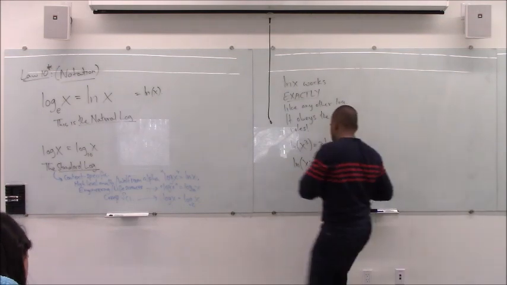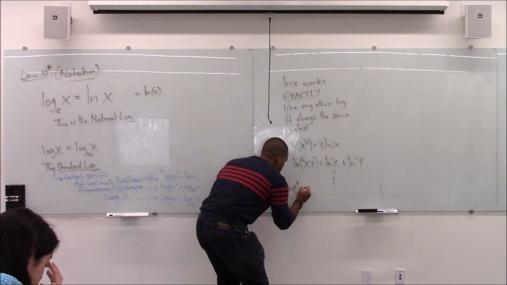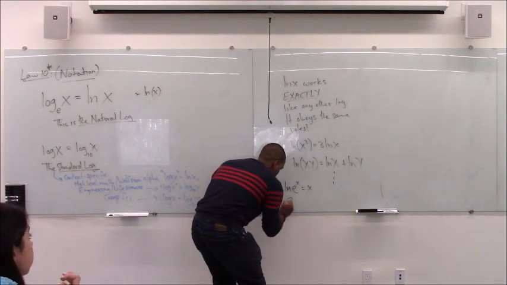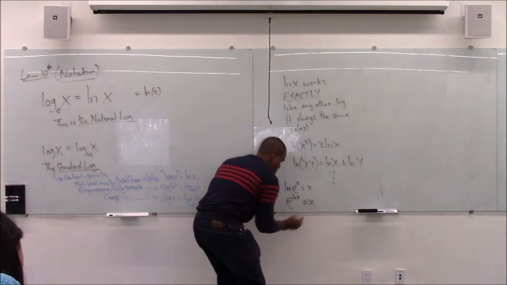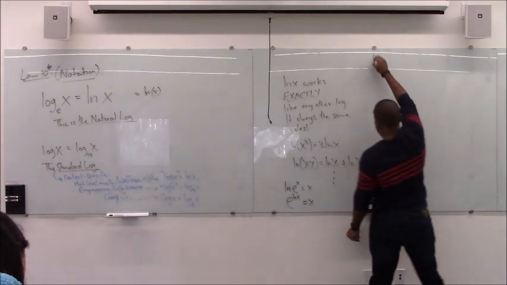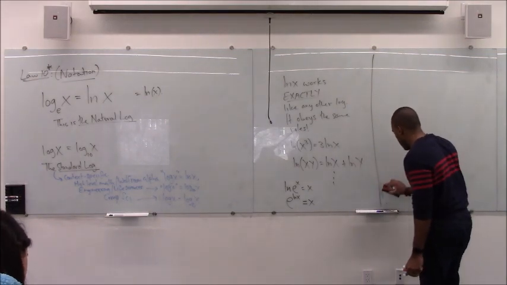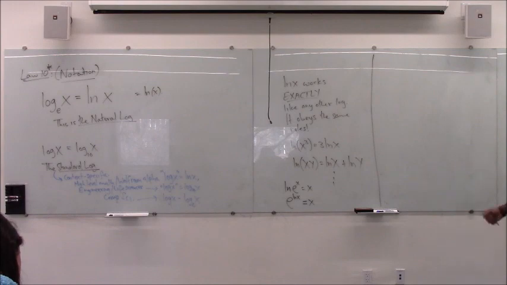In particular, if you have ln of e to the x, it's just x. And if you have e raised to the ln of x, that's just x. Because ln is base e. So those are things you should know. We're going to use e and ln's. Very, very useful for math and science.